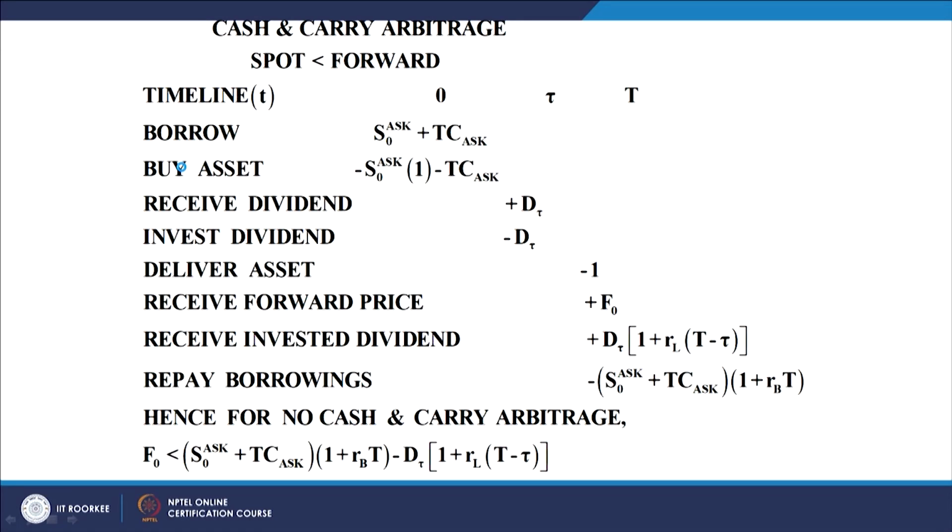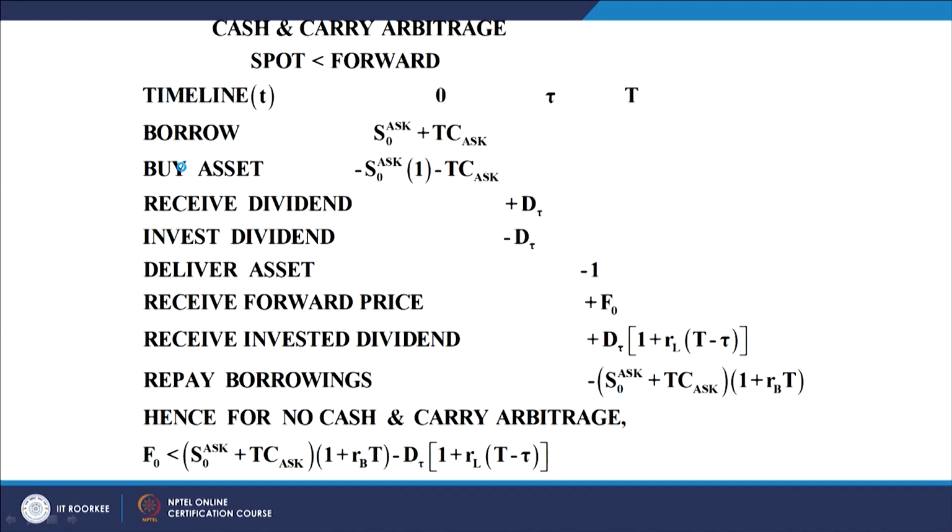We are going to buy the asset in the spot market. When we buy this asset in the spot market, we will have to pay the ask price, not the bid price. Bid price, when you sell the asset to the market maker, it is the bid price. When you buy the asset from the market maker, it is the ask price. So, because you are going to buy the asset from the market maker, you will have to pay the ask price, plus of course, you will have to incur the transaction cost.